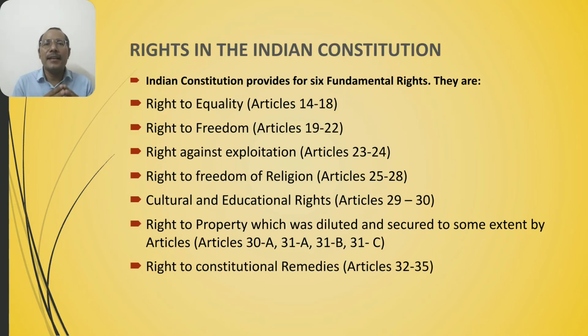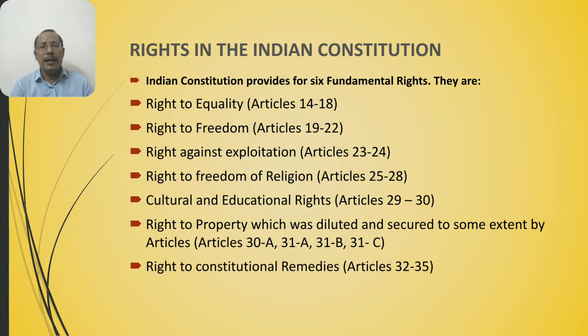Rights that are written in the Indian Constitution. The Indian Constitution provides for six fundamental rights. They are the right to equality, from Article 14 till Article 18. Then the right to freedom, Article 19 to Article 22, that means 19, 20, 21, and 22, collectively known as the right to freedom. Then the right against exploitation, Article 23 and 24. Then the right to freedom of religion, Article 25 till 28. Then cultural and educational rights, Articles 29 and 30.